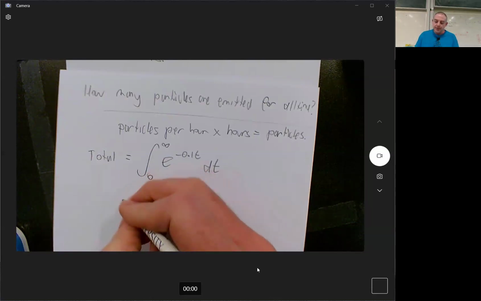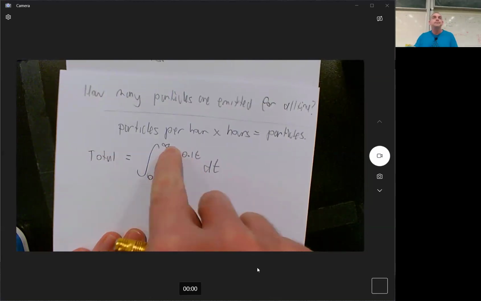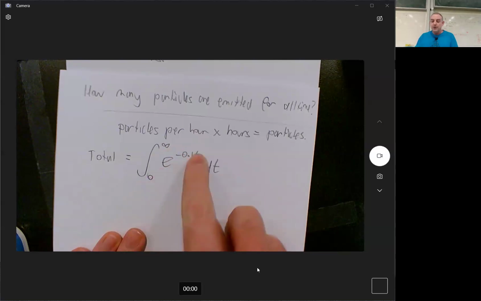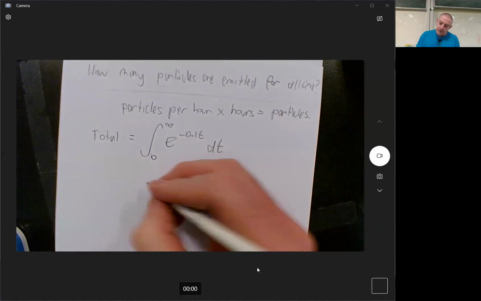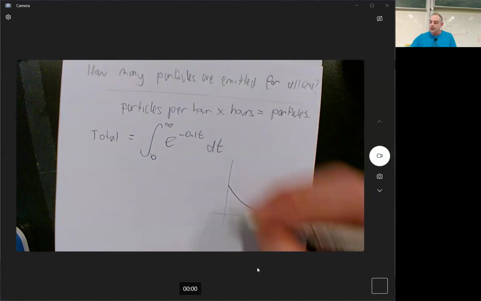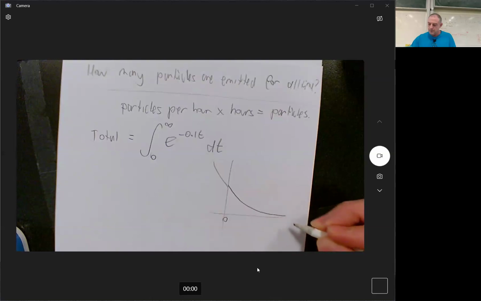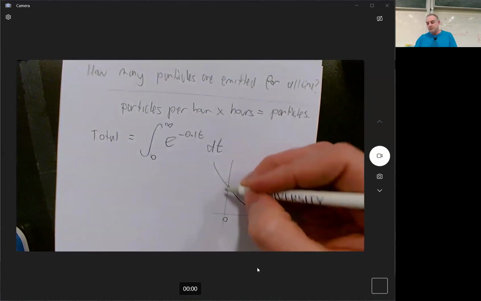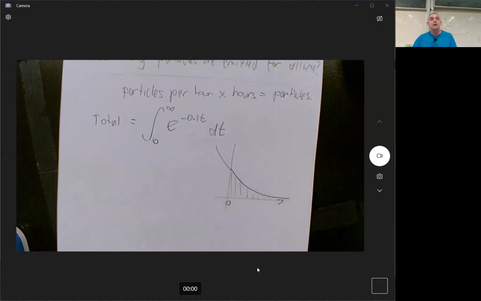Okay. And that integral is an improper integral because infinity is not a number. Now, it's perfectly well defined when t is 0, so that's okay. And the graph of this is like that. It goes like that on this side. It comes down at whatever rate it comes down at. And we're interested in this total area here.